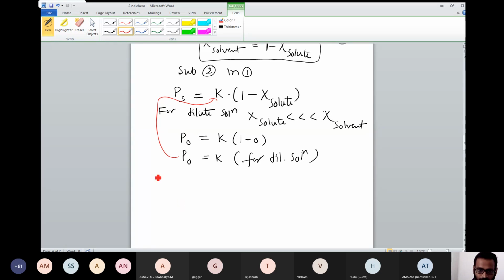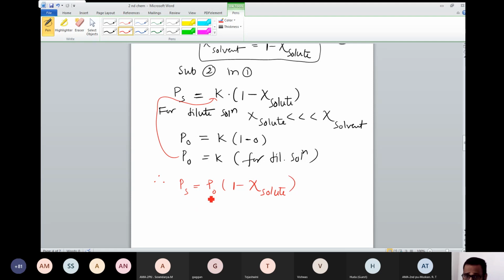So I'll substitute now. From here it is different, because instead of K, I'll write P naught. So Ps is equal to P naught into 1 minus mole fraction of solute. Now you multiply this with P naught.